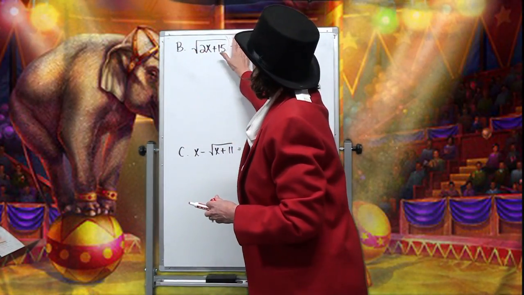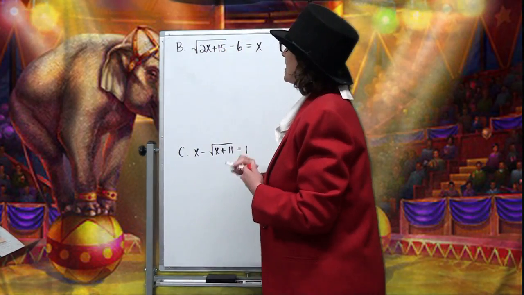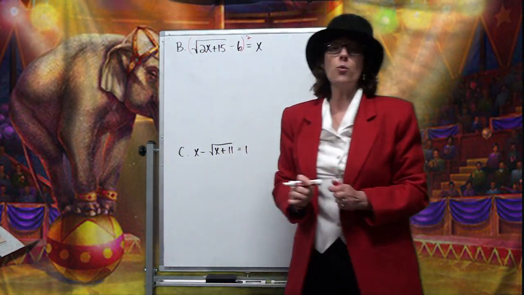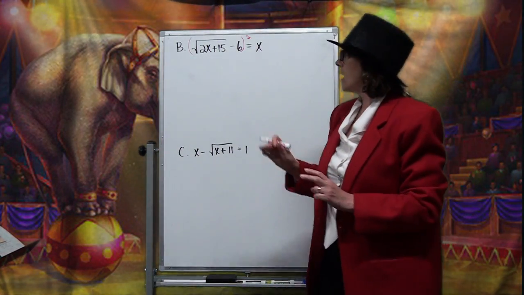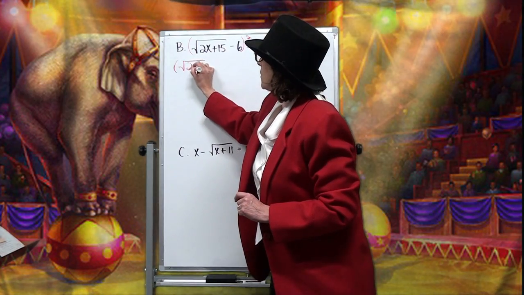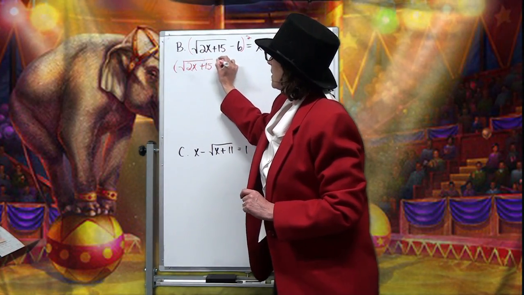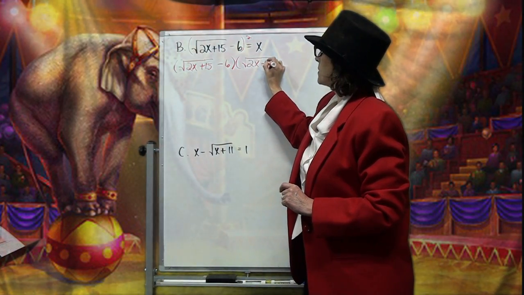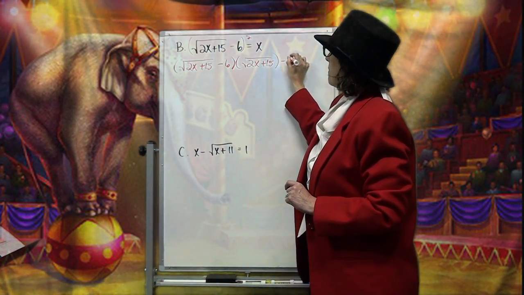Now, watch what happens if I go ahead and square the side as it is. I square like this, and don't write this down because this is definitely not correct. But what would happen is I would have a square root of 2x plus 15 minus 6 times another square root of 2x plus 15 minus 6.